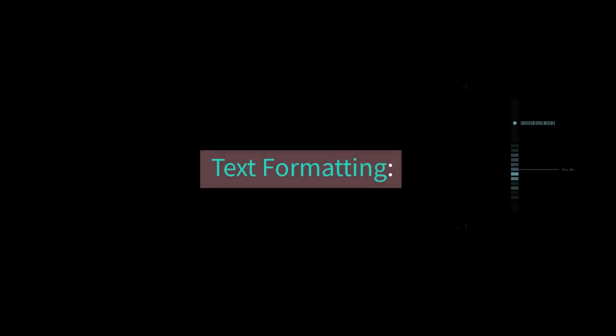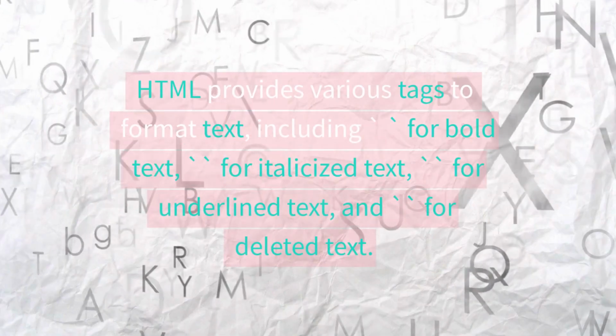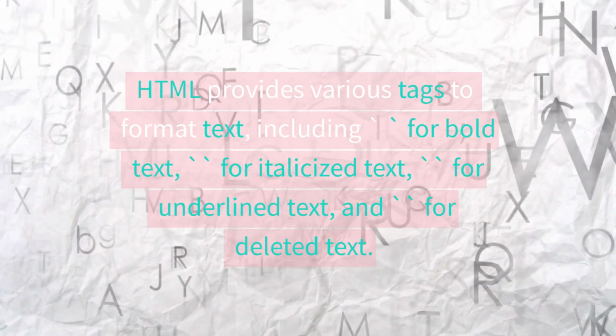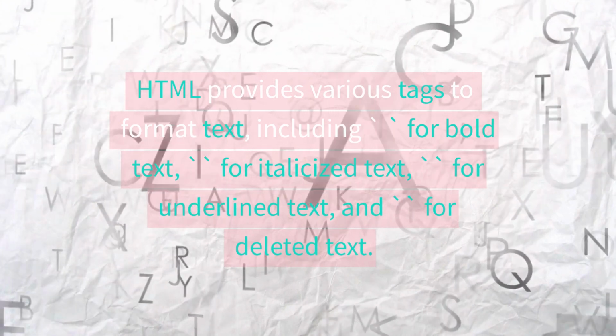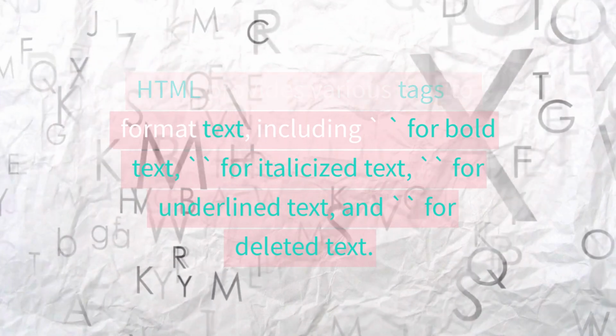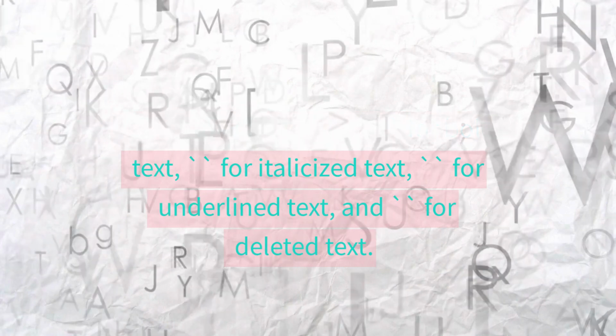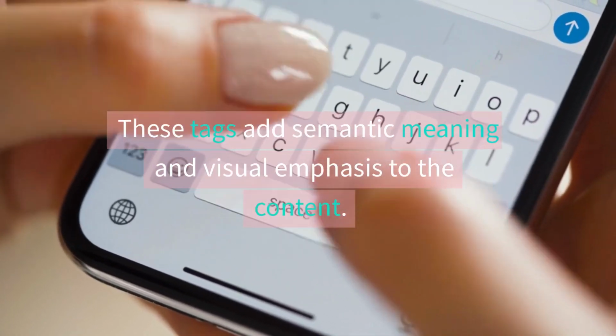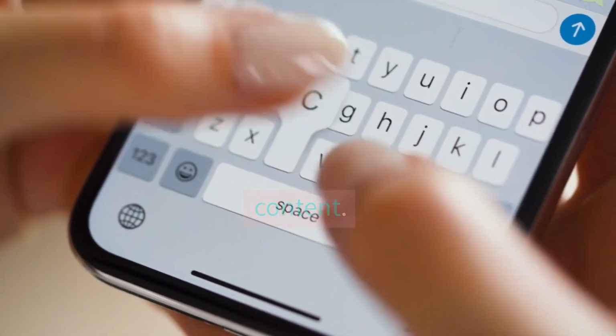3. Text formatting. HTML provides various tags to format text, including b for bold text, i for italicized text, u for underlined text, and del for deleted text. These tags add semantic meaning and visual emphasis to the content.